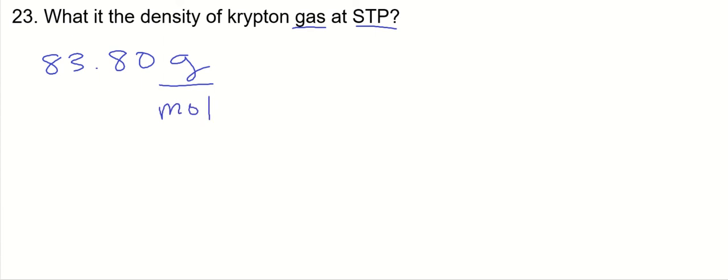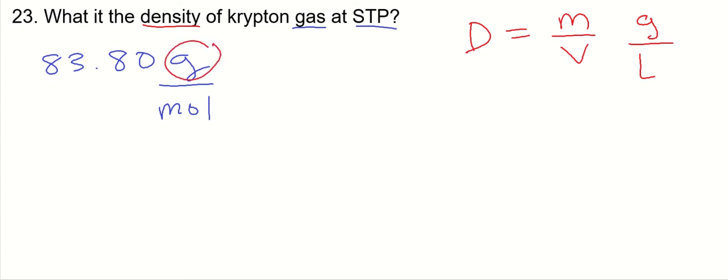The question is asking us for density, and density is, okay, do you remember from chapter 3? What is density? Did you say mass over volume? Okay, so in other words, we want our units in terms of grams over liters. So we want to keep the grams right there, but we want to turn moles into liters. All right, so think about how can we do that? How do we keep the grams but get rid of moles?